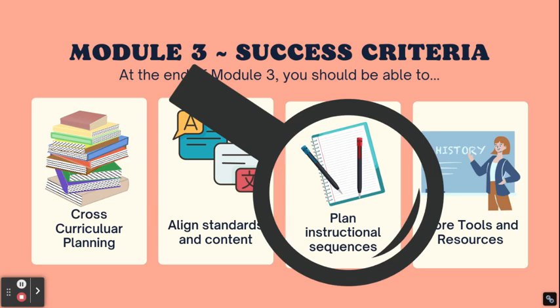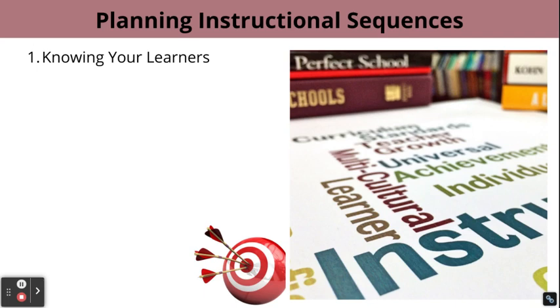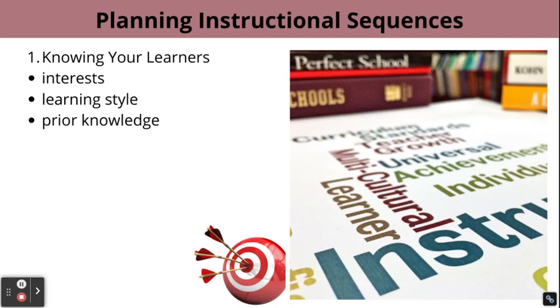Let's look at this third part. So this one is about planning instructional sequences. We've already spoken before about making certain that you build that foundation before you add on that next layer of learning. And we want to make certain that we are not needlessly repeating information that the students don't need to know. All right, so in planning instructional sequences, the first thing you need to do is know your learners. What are their interests? What is their learning style? What prior knowledge do they already have?